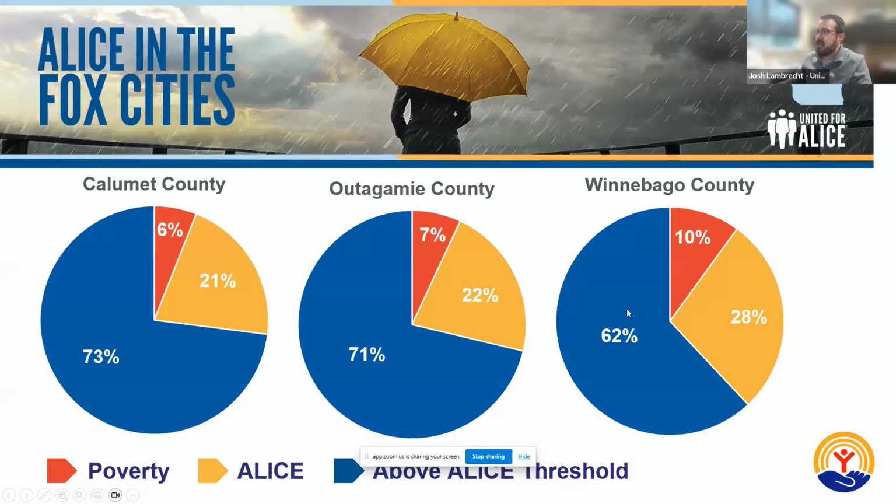And how that looks when we think about the ALICE threshold, or below it, we can see that Calumet, Outagamie, and Winnebago's poverty is in the red pie piece here, and the ALICE threshold is the yellow pie piece. So for Calumet County, 27% of folks are under the ALICE threshold, 29% in Outagamie, and 39% in Winnebago County, which is having some of the larger challenges of the three counties that we are supporting overall.